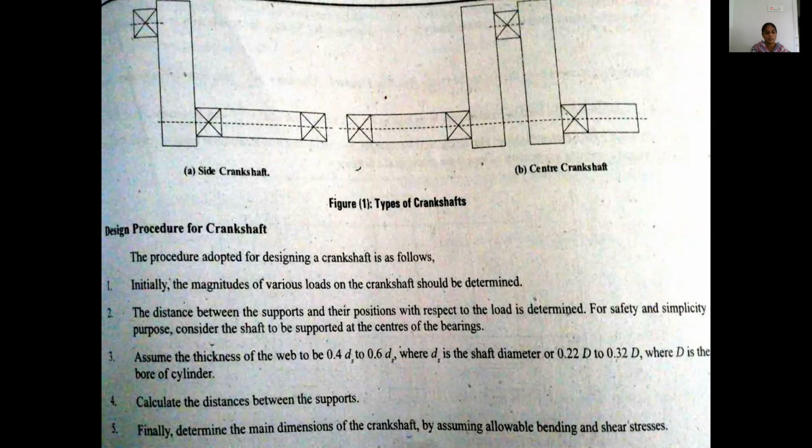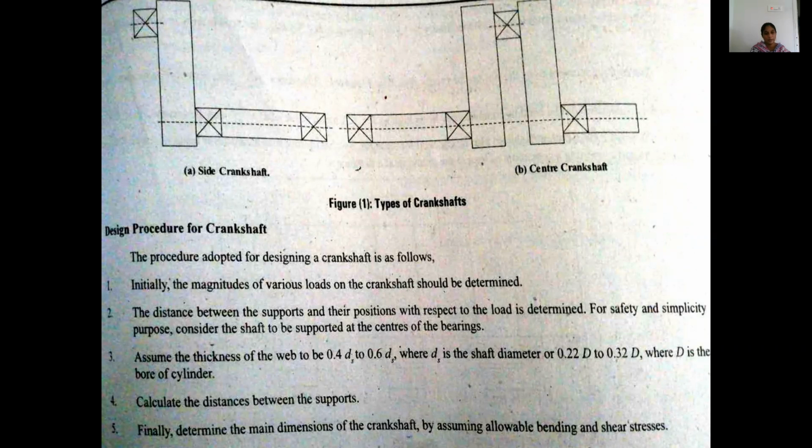The design procedure of a crankshaft is as follows. First, initially the magnitude of various loads on the crankshaft should be determined. The distance between the supports and their position with respect to the load is determined. For safety and simplicity, consider the shaft to be supported at the centers of the bearings.